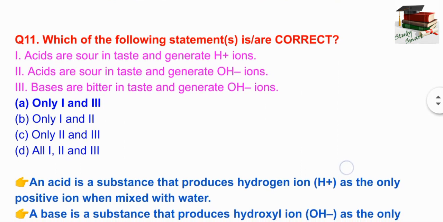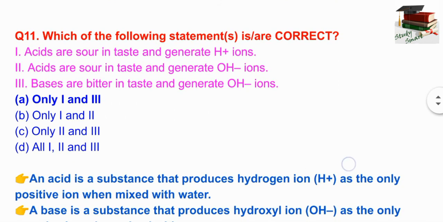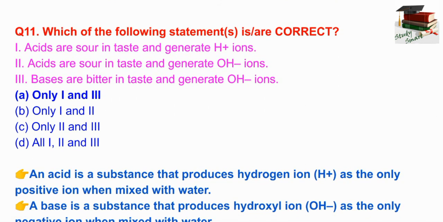Now see the next question. Which of the following statements is correct? First statement, acids are sour in taste and generate H plus ion. Second statement, acids are sour in taste and generate OH minus ion. Third statement, bases are bitter in taste and generate OH minus ion.